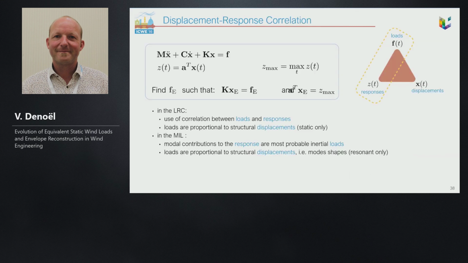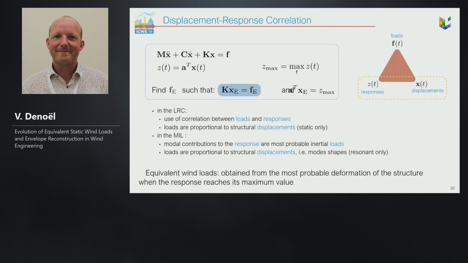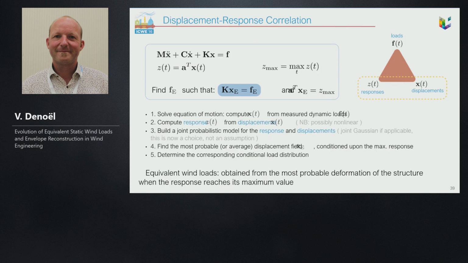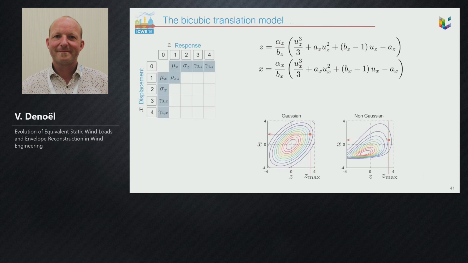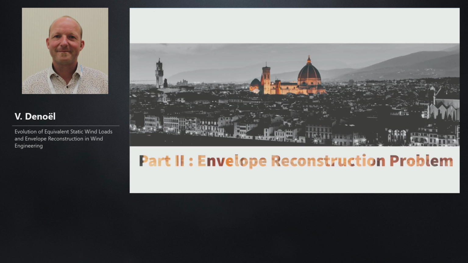I'm going to skip the next few slides, which are part of the works we did in the last years to explain that it's possible to extend this combined version in other contexts, not only Gaussian context, but also non-Gaussian situations, and also partly with some sort of non-linearities in the structure. I would like to focus for the remaining of this talk on the envelope reconstruction problem. And so this is the second part of the presentation.